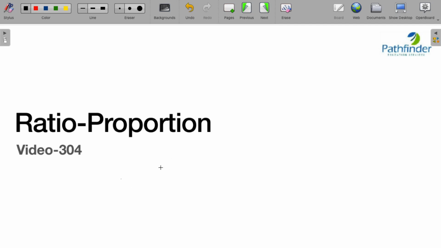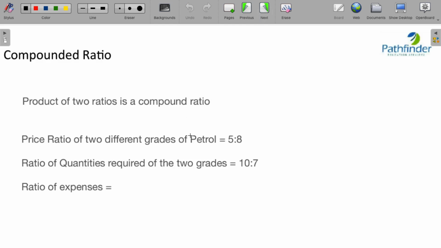Welcome to this session on ratio proportion, and in this video we will be taking a look at another concept related to ratio proportion, that is compounded ratios. So what is the meaning of compound ratios? Compound ratio is nothing but a product of two ratios.